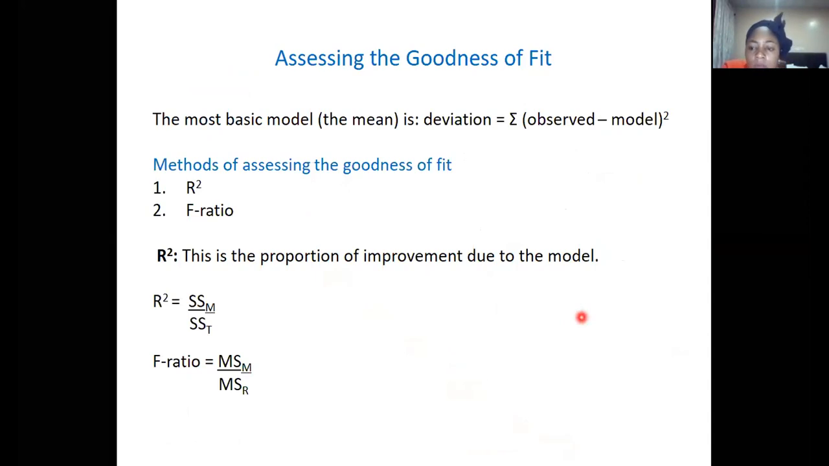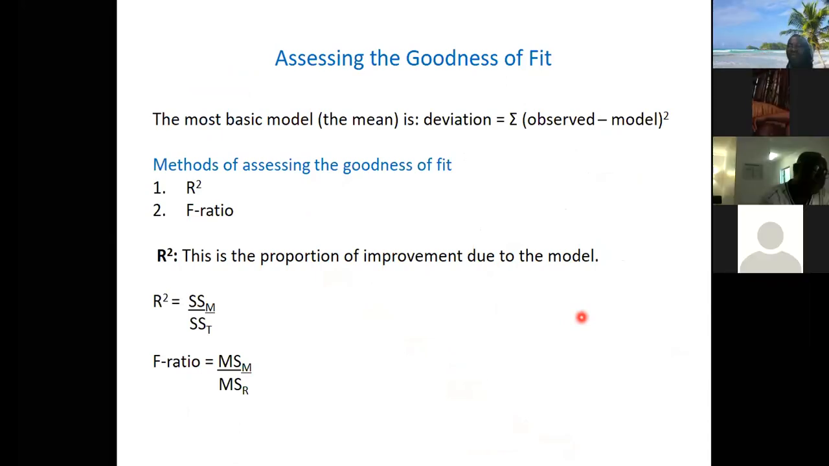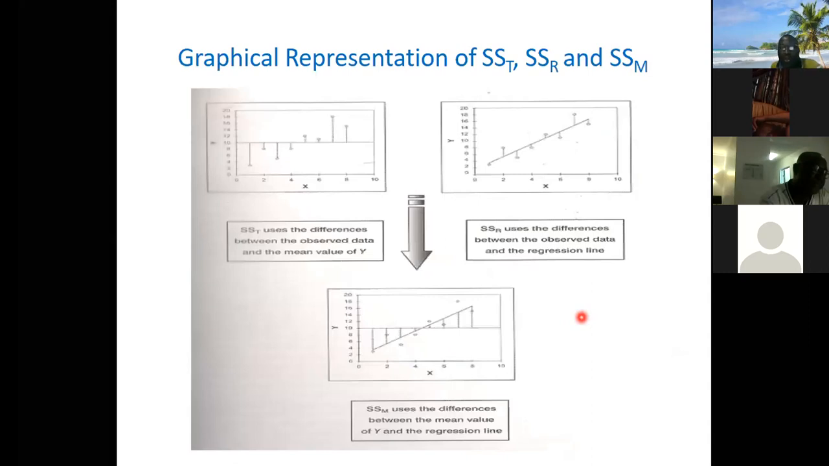Now, to measure the goodness of fit, I explained yesterday, those two things are calculated from this variance. R square: if you take the sum of square model, which is the variance that can be explained by the model, divided by the total, that would be the R square. The sum of square explained by the model, what the model can explain, over the total thing to be explained.